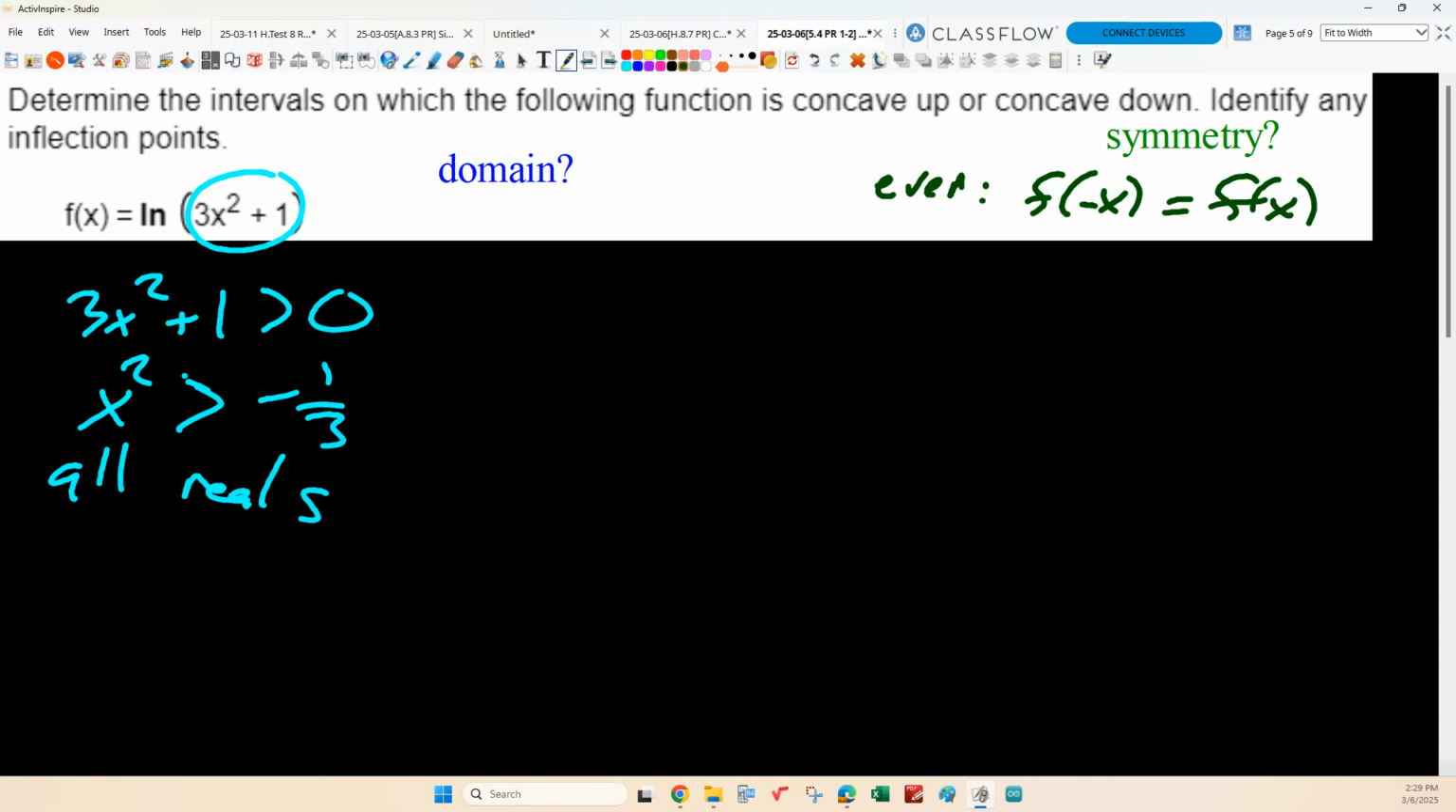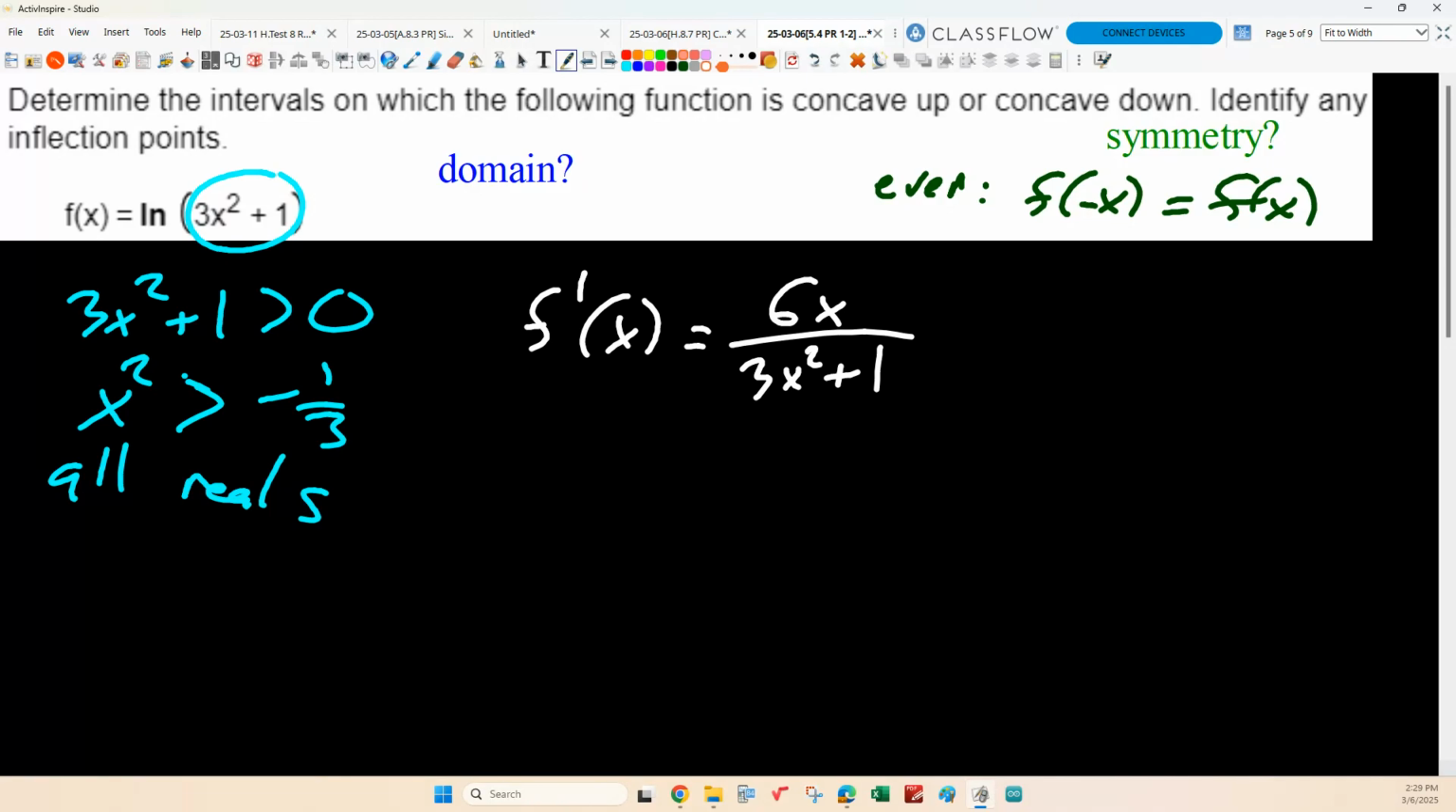Okay, so now we need some derivatives. What's f prime of x by the chain rule? What's the derivative of log u? U prime over u. So I'm going to get u prime, which is 6x, over 3x squared plus 1. Okay?